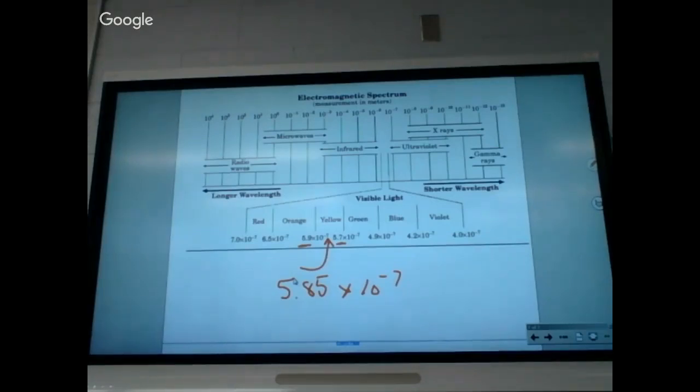Where else am I missing? You do everything? No, 1 through 11. Did I get everybody now? Let's check it. All right, so number 1, we just did 2, 3, 4. What 2 properties identify all EMR? Wavelength and frequency.